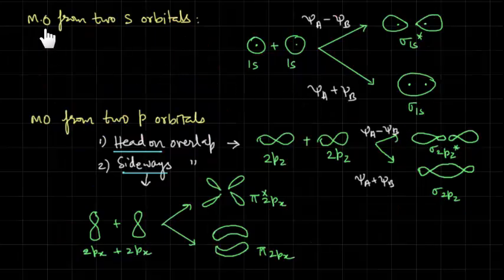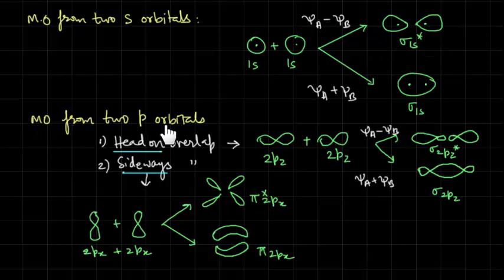Molecular orbitals from two s orbitals. So 1s and 1s will combine to form sigma 1s and sigma 1s star, which is your anti-bonding molecular orbital. The electrons which go into them we can discuss later, but when two 1s orbitals are combined, they will give rise to two molecular orbitals.